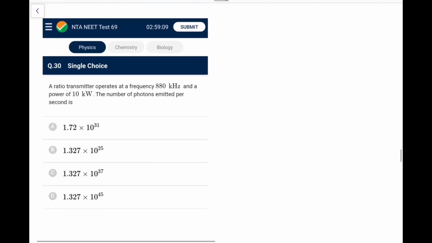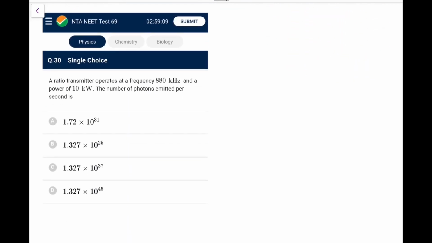Next. A radio transmitter operates at a frequency of 880 kilohertz and a power of 10 kilowatt. The number of photons emitted is, what I can say, the power would be the number of photons per second into the energy of a single photon.